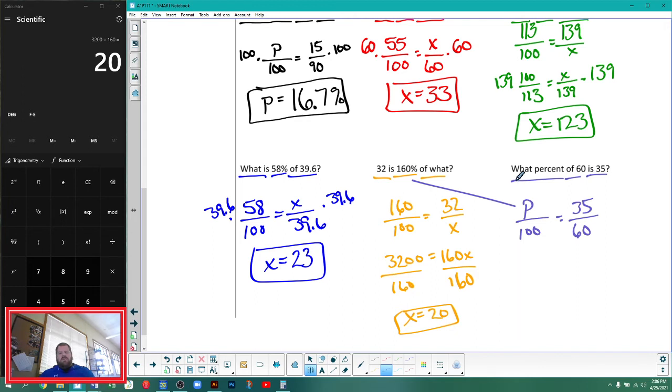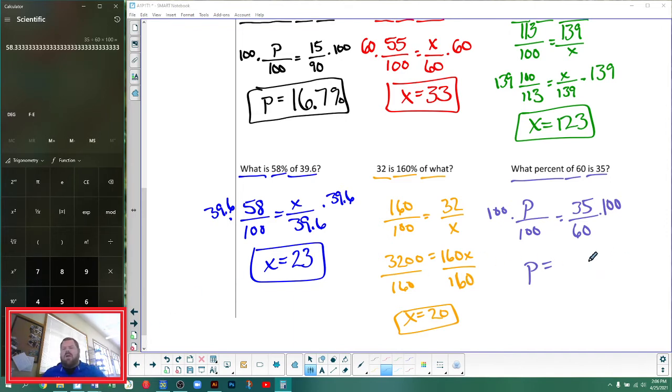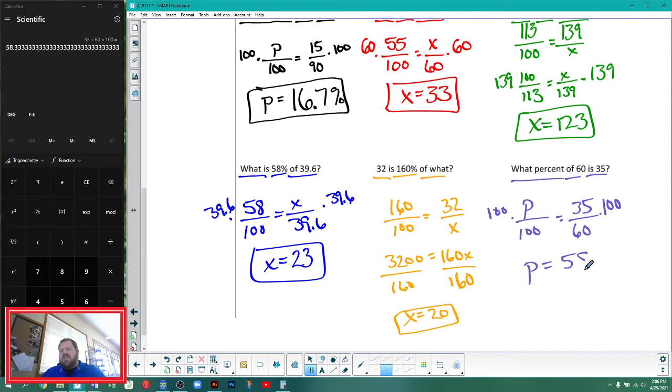Solving equation strategy is probably the best one here. Just multiply by 100 and you'll be done. 35 over 60 times 100, 58.3. And that is a percent, so we should have our percent symbol.